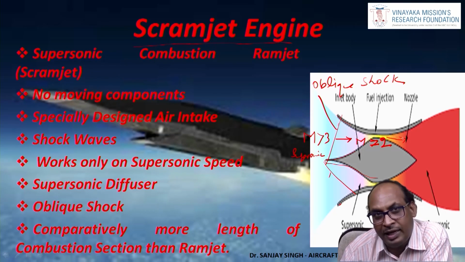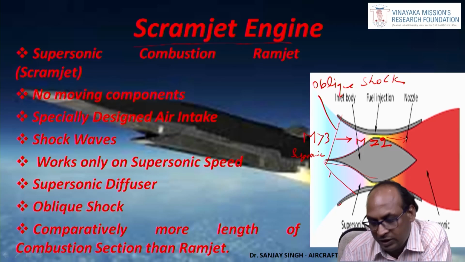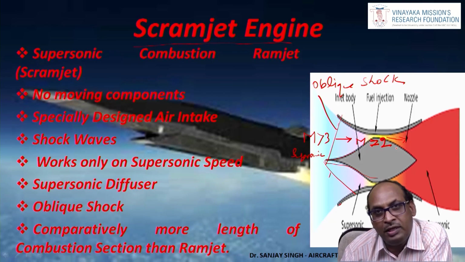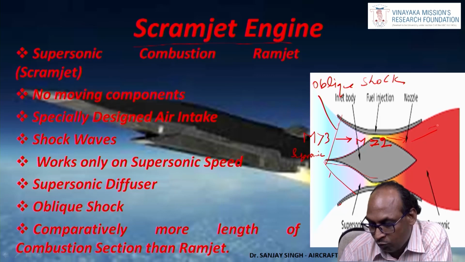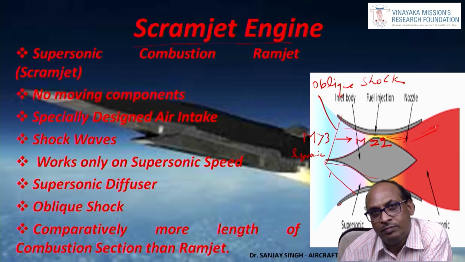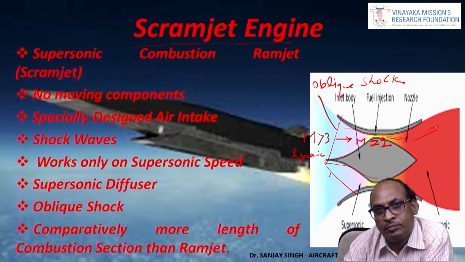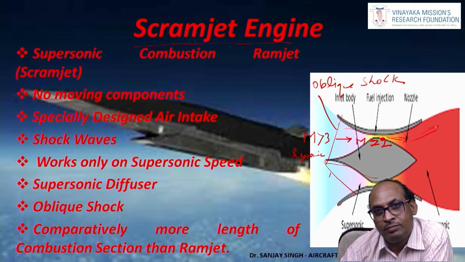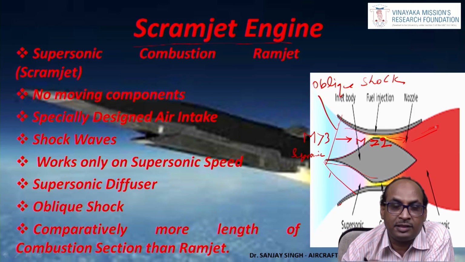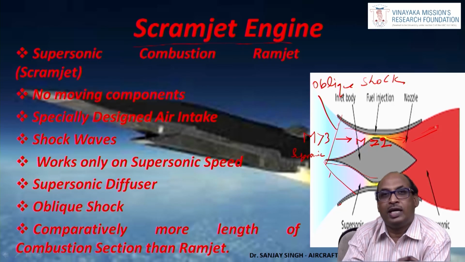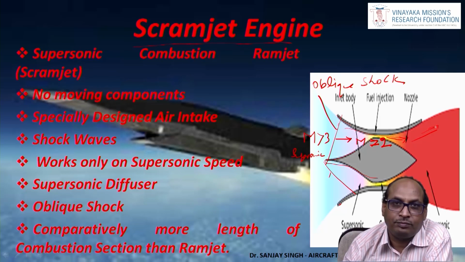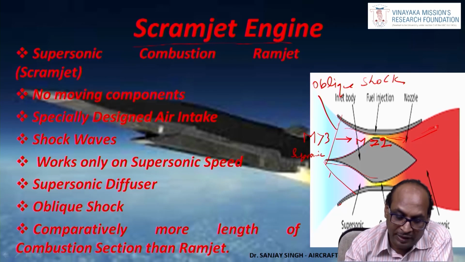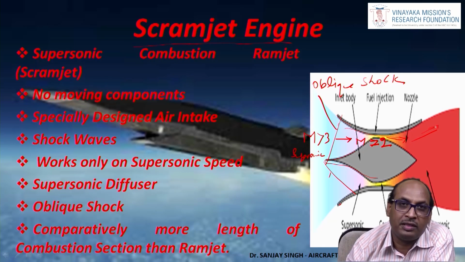And in the same manner as in the ramjet engine, fuel is injected, it is burned, and then the exhaust gases move out through the convergent divergent nozzle, producing the thrust force. So in a scramjet, the combustion is taking place at supersonic speed, whereas combustion was taking place at subsonic speed in the ramjet engine, which I have already discussed in the previous slide. So this is the difference. That's why it is called scramjet, meaning supersonic combustion ramjet engine.